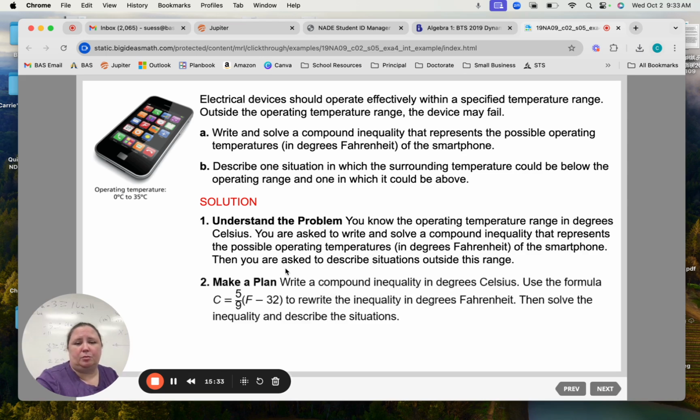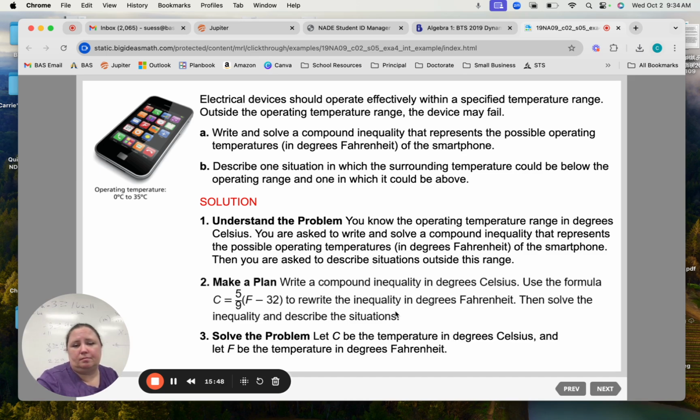So you guys remember the formula? Write this in your journal. C equals 5/9 times (F minus 32). This is how to change degrees to Fahrenheit. Everybody got it? Okay.